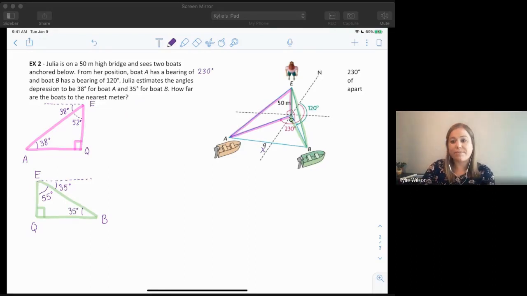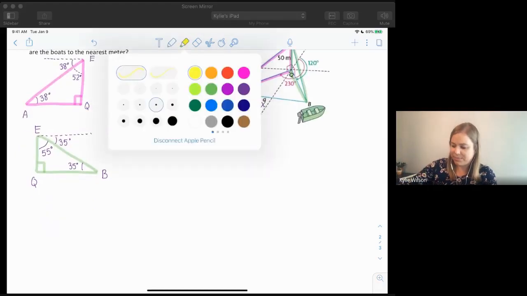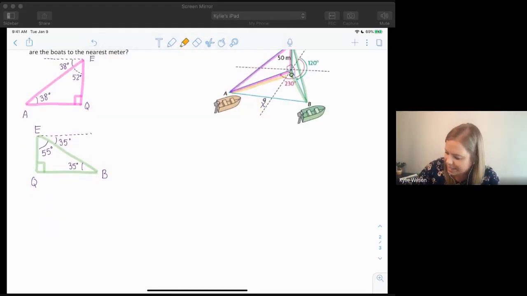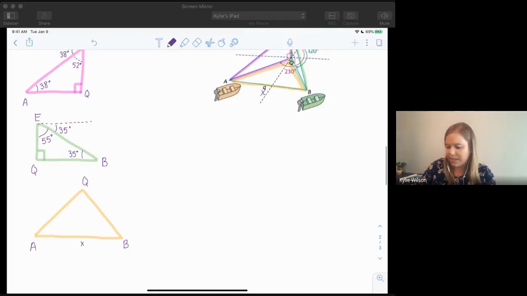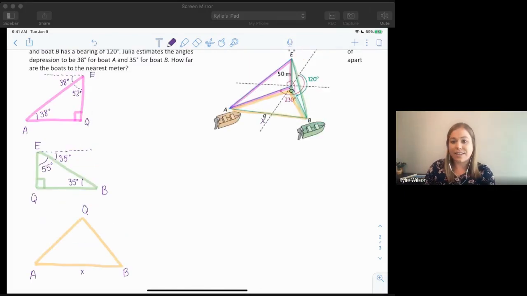Okay, so we have one more triangle left to find on its own. And that is this triangle down here. So let's draw that one out on its own. There we go. And that is triangle ABQ. And we're looking for that side there. That is our distance between our boats. So that's the one side that we really want to be mindful of that we're looking for.